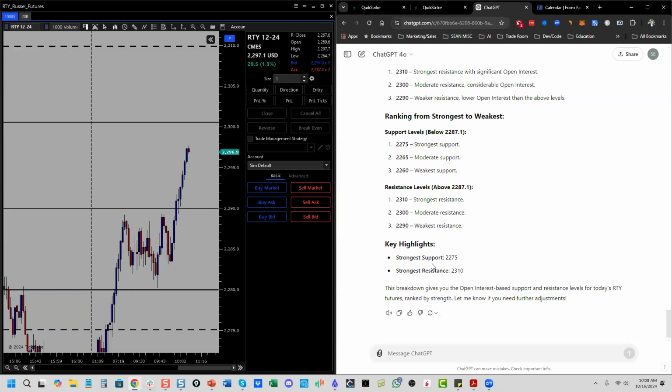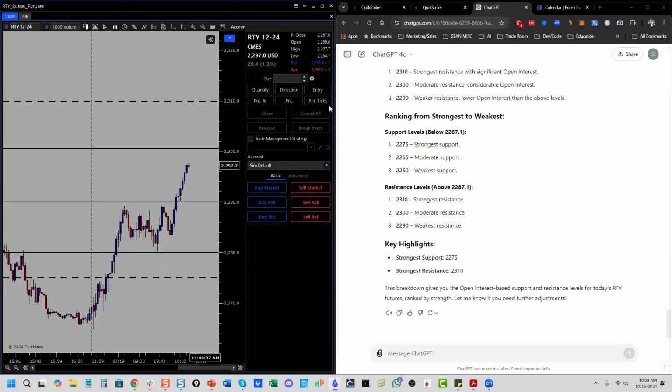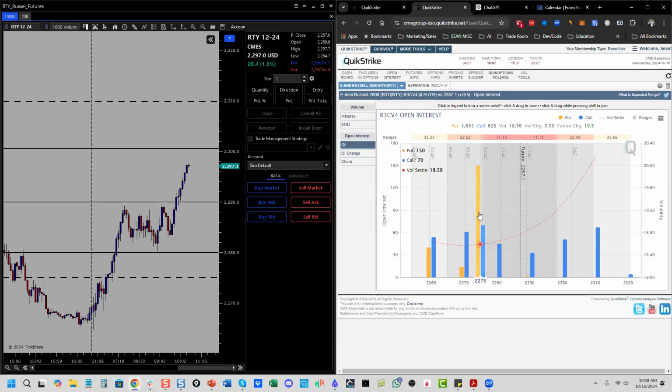Strongest resistance 2310. They may want to take it all the way up. They weren't letting it get down to 2275. They were defending that. And realistically, I just want you to understand something. The way I like to do things is I like to think of this as a demand zone or a supply zone.